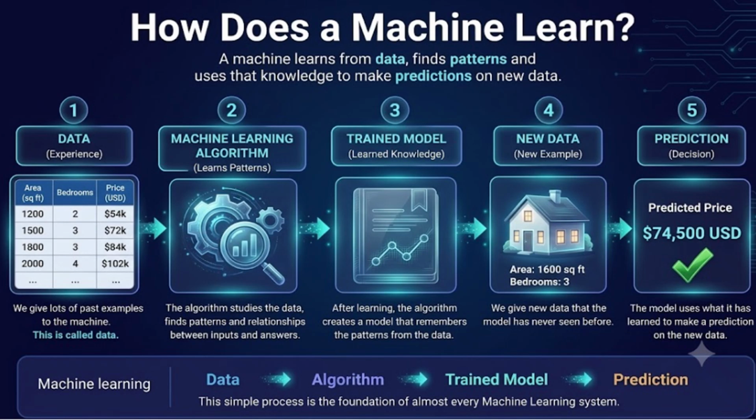Once the model is ready, we give it new data that it has never seen before. For example, a house with an area of 1600 square feet and 3 bedrooms. Finally, the trained model uses what it has learned to make the prediction. In this example, it predicts the house price.